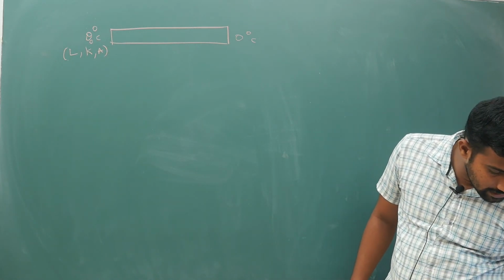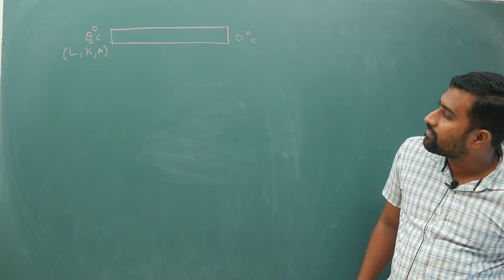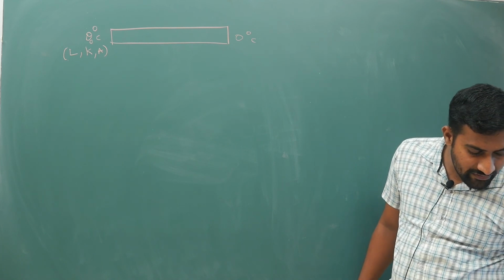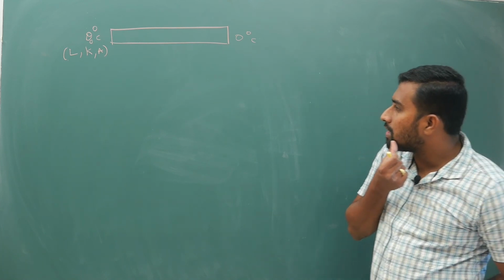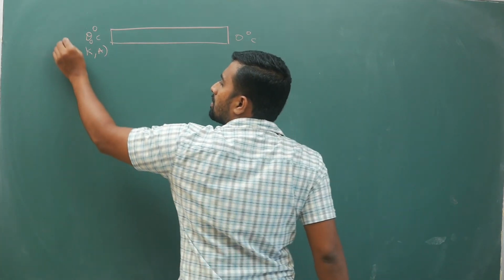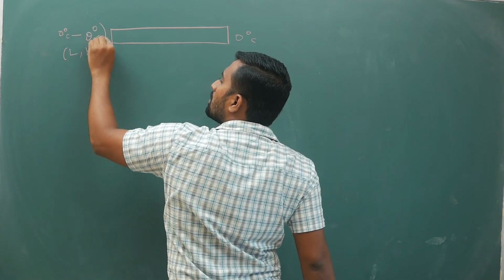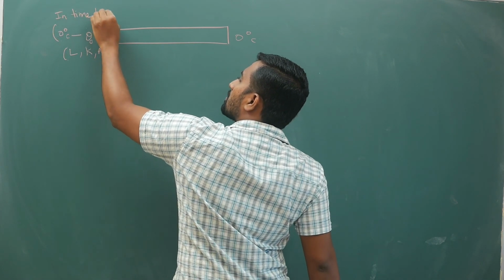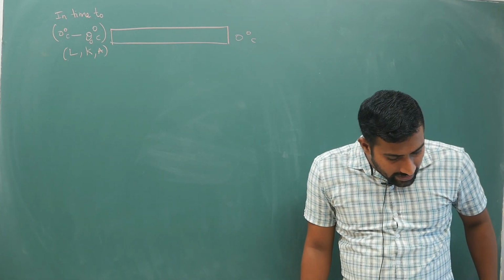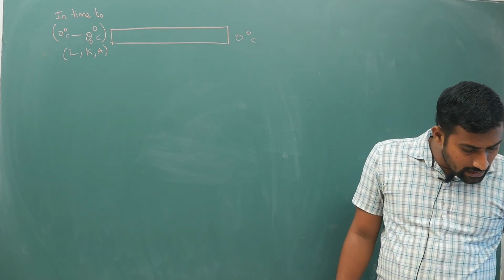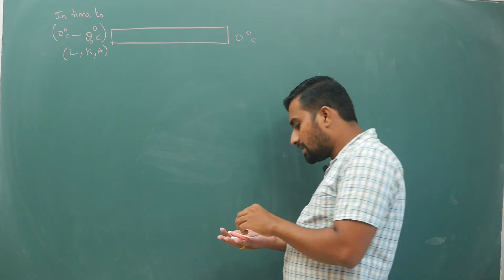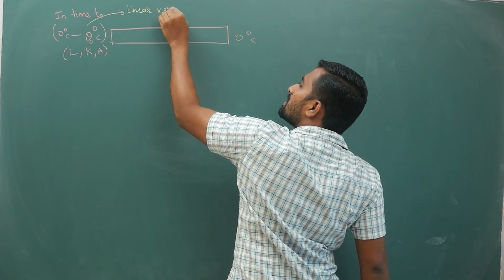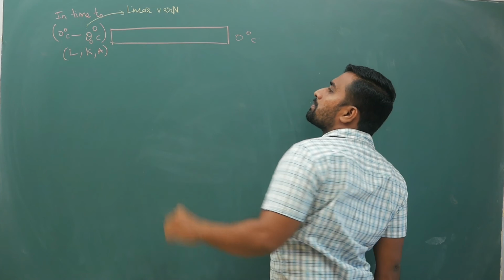Your question is, the temperature of one end is maintained at 0, the other end is slowly varied from 0 to theta naught degree centigrade in time t naught. So this end's temperature is varied from 0 to theta naught degree centigrade in time t naught. Of course there is linear variation. Linear variation means it is in the form of some y equal to mx plus c.